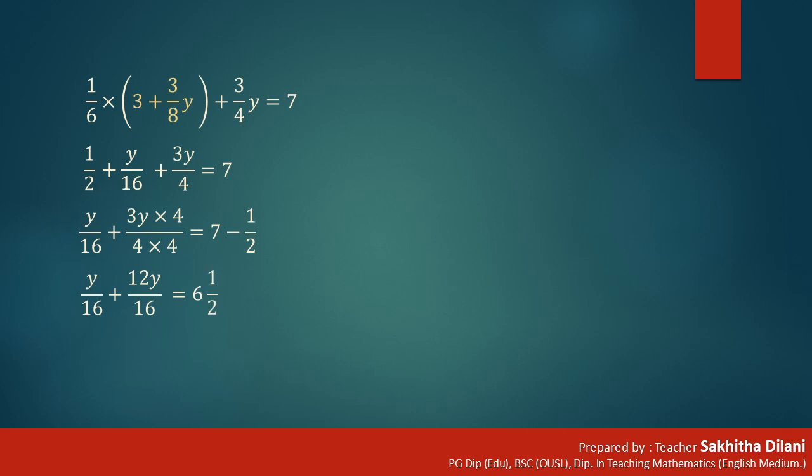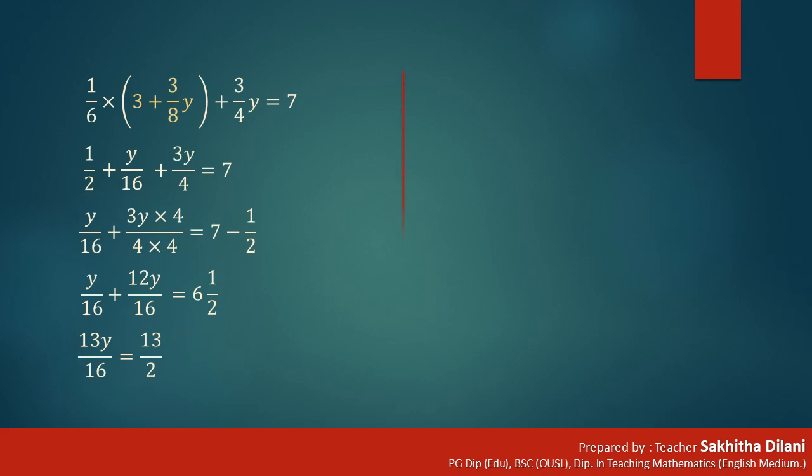Here, if you want, you can multiply all the terms by the LCM of the denominators in these terms. I have not used that method here. Then, you can see that on the left hand side, denominators are equal. Let's simplify the numerators. y plus 12y, that is 13y. 13y over 16 equals 13 over 2. We have converted the mixed number 6.5 into an improper fraction.